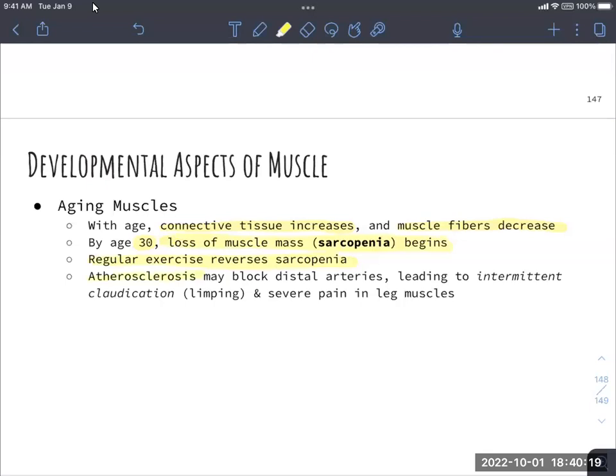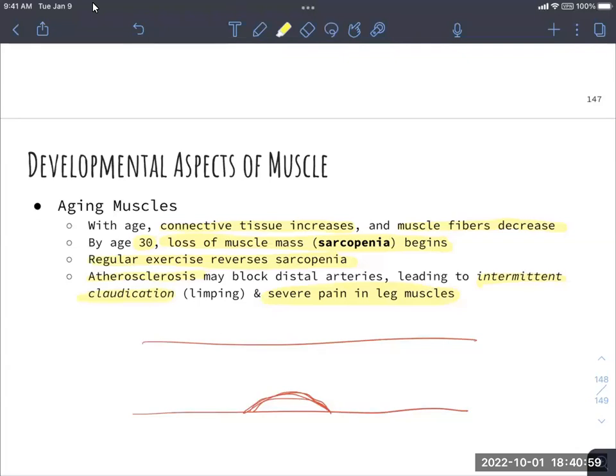Atherosclerosis can start to form. That is where in blood vessels, here's a blood vessel, we get a fatty plaque buildup. It starts to block blood vessels. It can lead to what is called intermittent claudication, and that's where blood is not flowing very smoothly. And it can cause severe leg pain. Another reason to exercise.